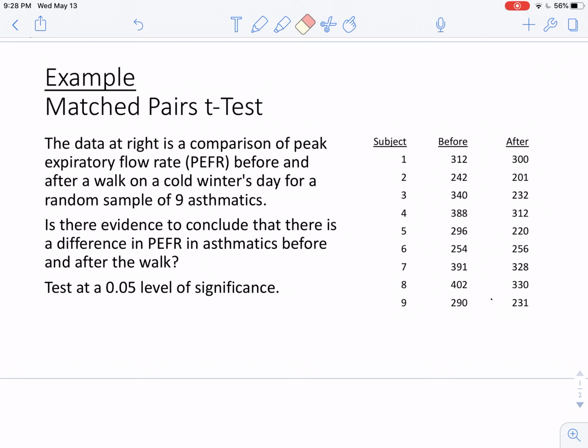Hey, what's up everybody? This tutorial is going to cover the matched pairs t-test. I'm going to run through the four-step process as I go through this example.